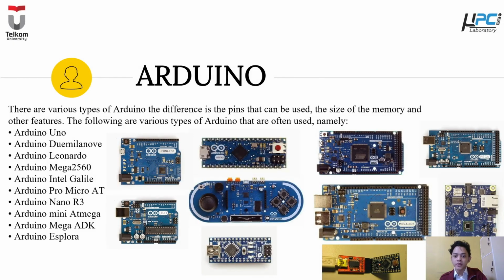So there are various types of Arduino. The difference is the pins that can be used, the size of the memory, and other features. The following are various types of Arduino that are often used, namely Uno, Duemilanove, Leonardo, Mega 2560, Intel Galileo, Pro Micro, Nano R3, Mini ATmega, Mega ADK, and Arduino Explorer.